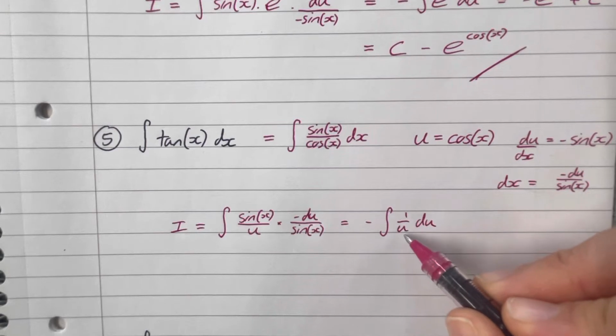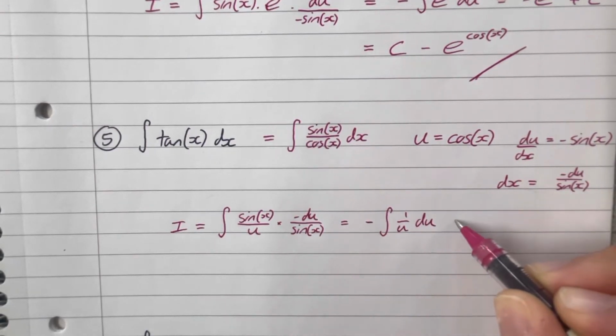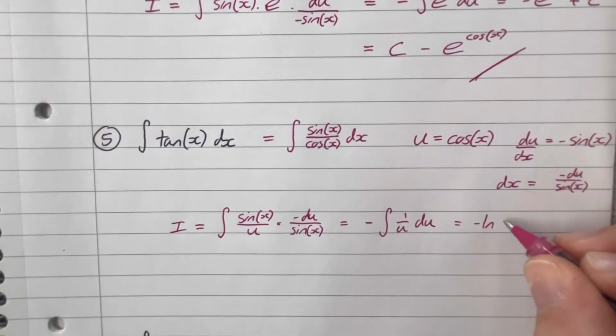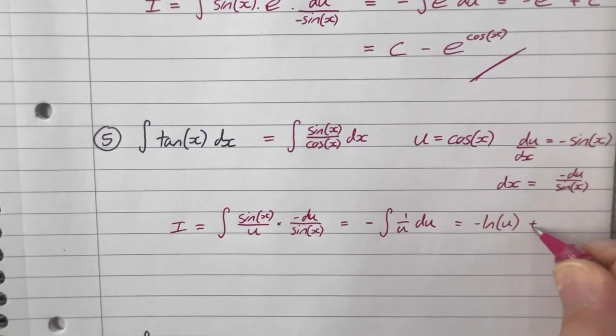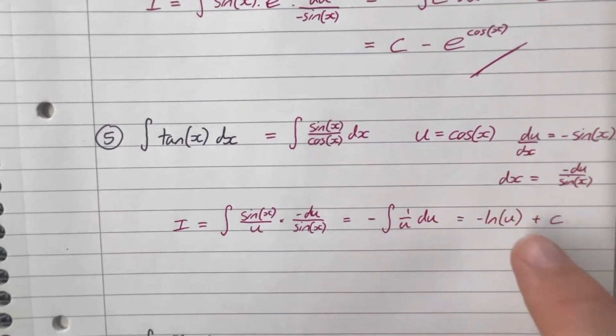This one was one of the integrals that we looked at in our previous video. It is the natural log of u. Don't forget your constant of integration. Now the integral symbols have gone, and now we should sub that back in.